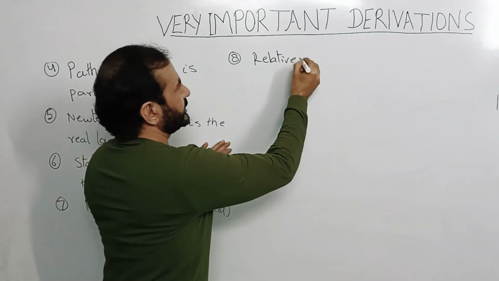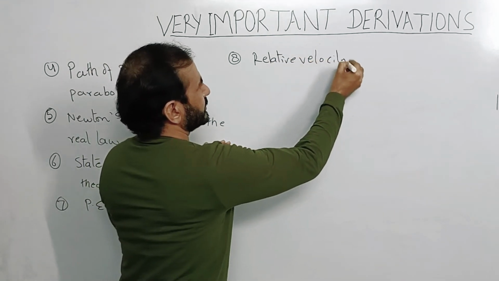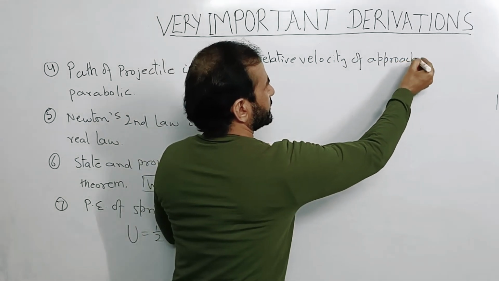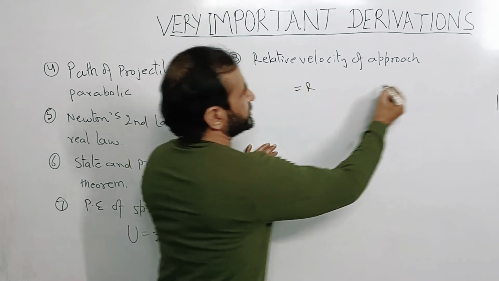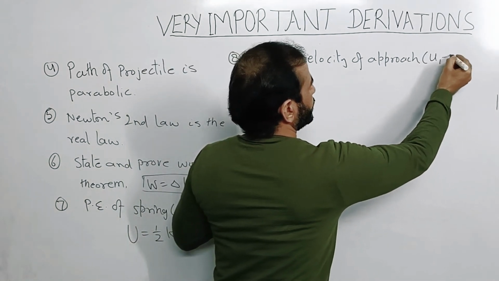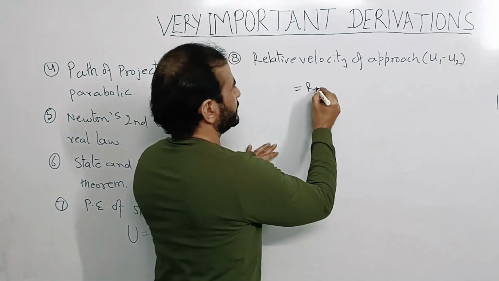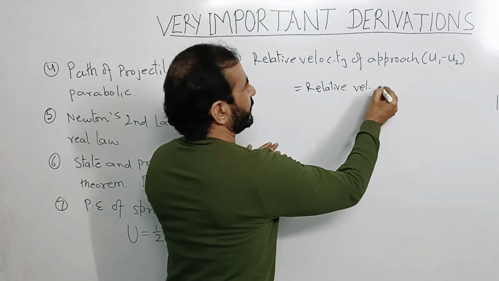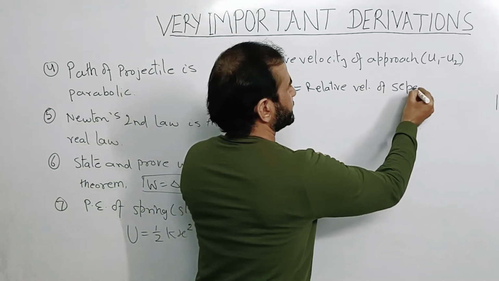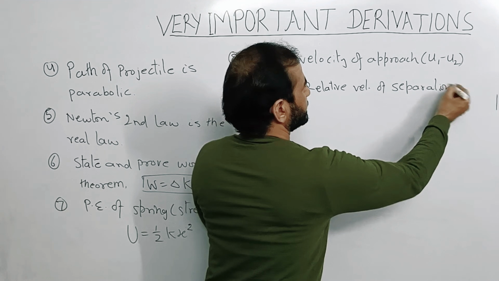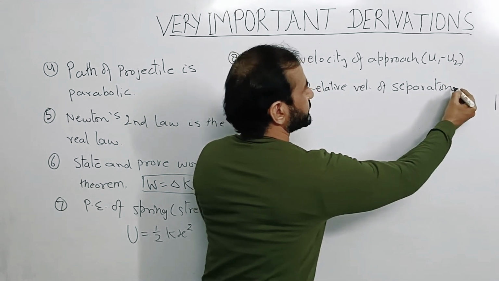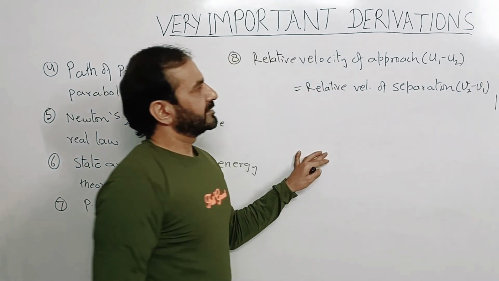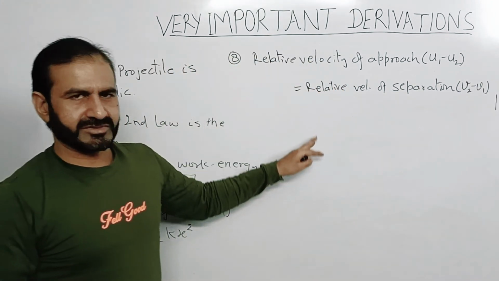Relative velocity of approach, which is u1 minus u2, equal to relative velocity of separation, which is v2 minus v1. Okay, this is from collision of two bodies.